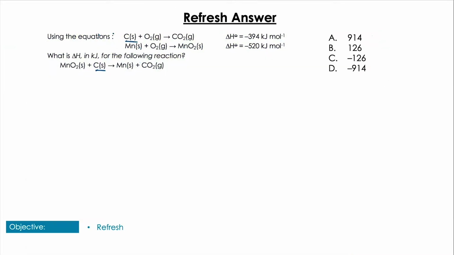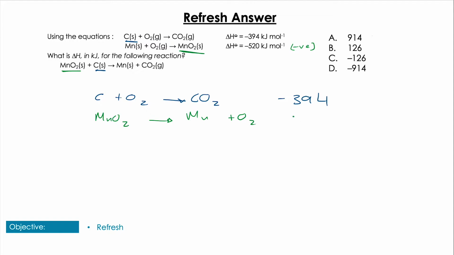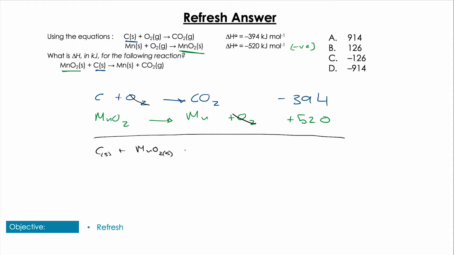Looking at the overall equation and the first equation, we can see that that equation is the right way around because we want 1 mole of carbon, so we'll use that enthalpy change. However, the second equation, we're going to flip to get the negative of that, so we're going to use the positive 520, add those two values together and cancel the oxygens on either side, and we get the overall equation that we're looking for with an enthalpy change of 126, which is B.